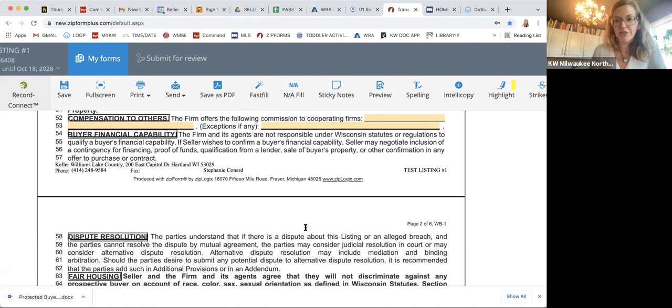Buyer's financial capability. The firm and its agents are not responsible to qualify a buyer's financial capability. So, we're relying on pre-approval letters, proof of funds, and financing contingencies.